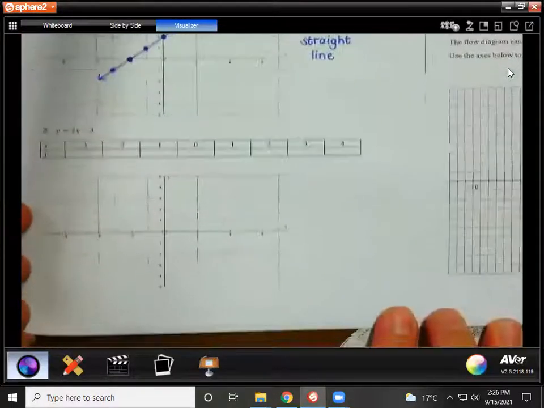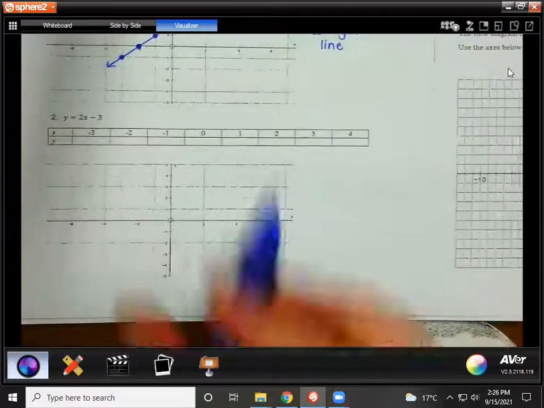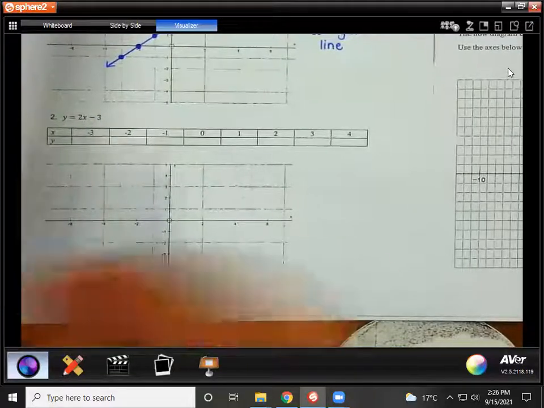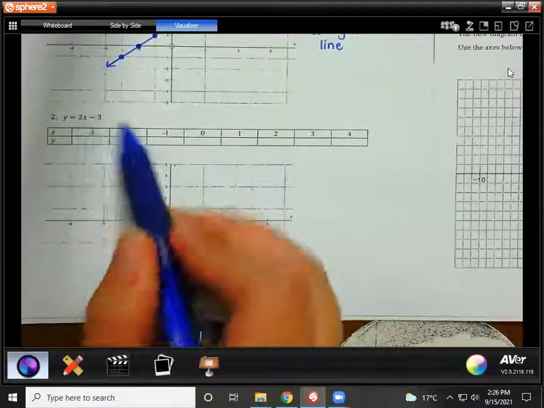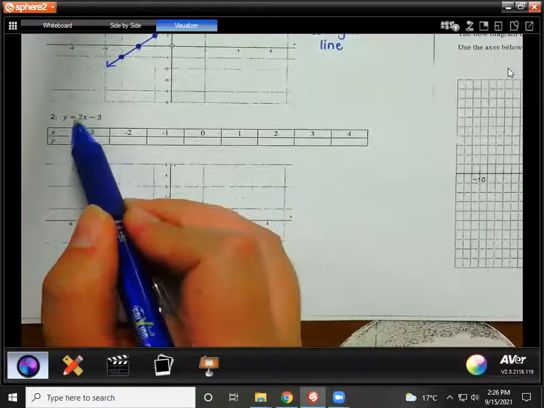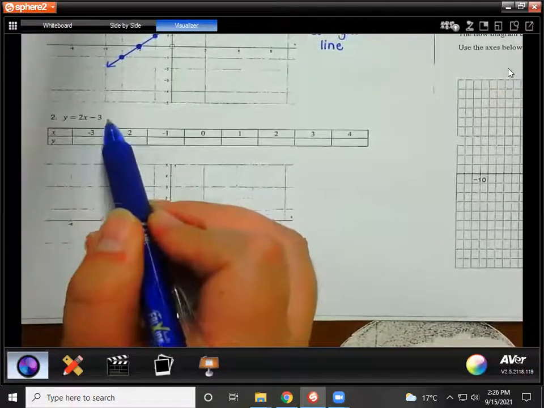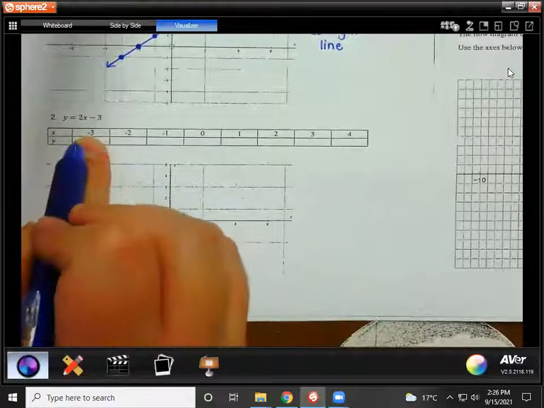Okay, you're going to do the next one on your own, please. The next one is slightly more difficult because this equation is not just x plus 2 like we had now. Now you're going to have to do 2 things to the x value. Okay, I'll do the first one with you. We see that we're going to say 2 times whatever our x value is, and then we must minus 3 from that answer. So the first x value that they've given us is -3.